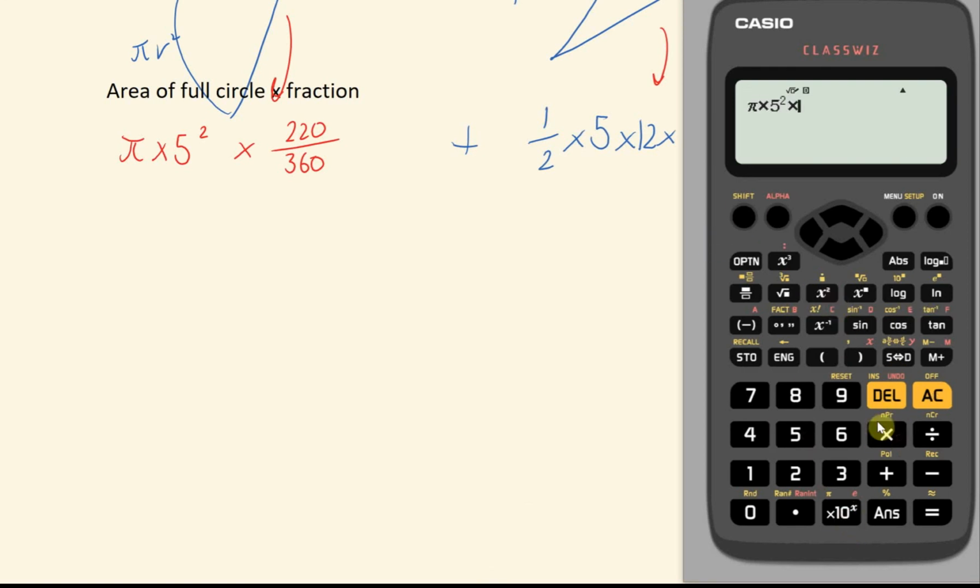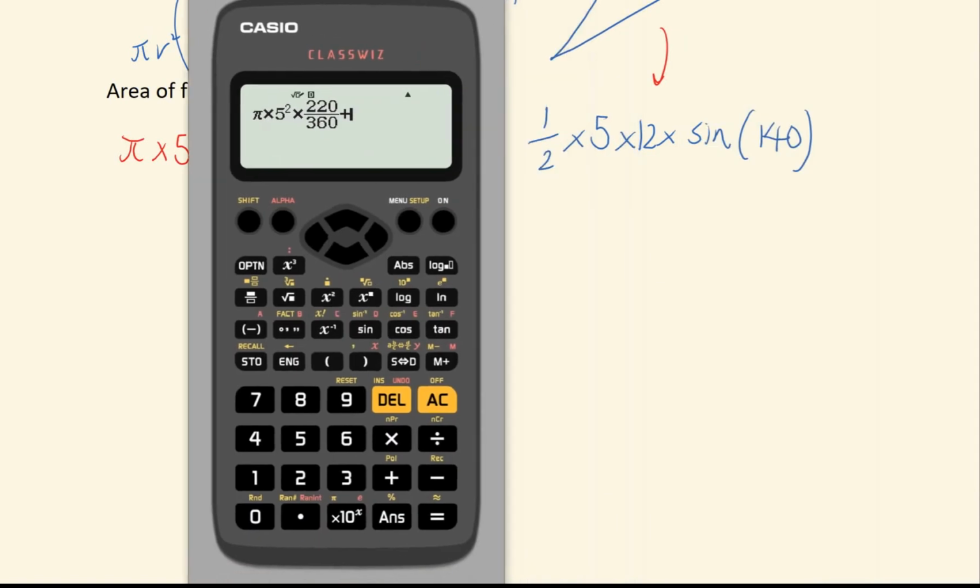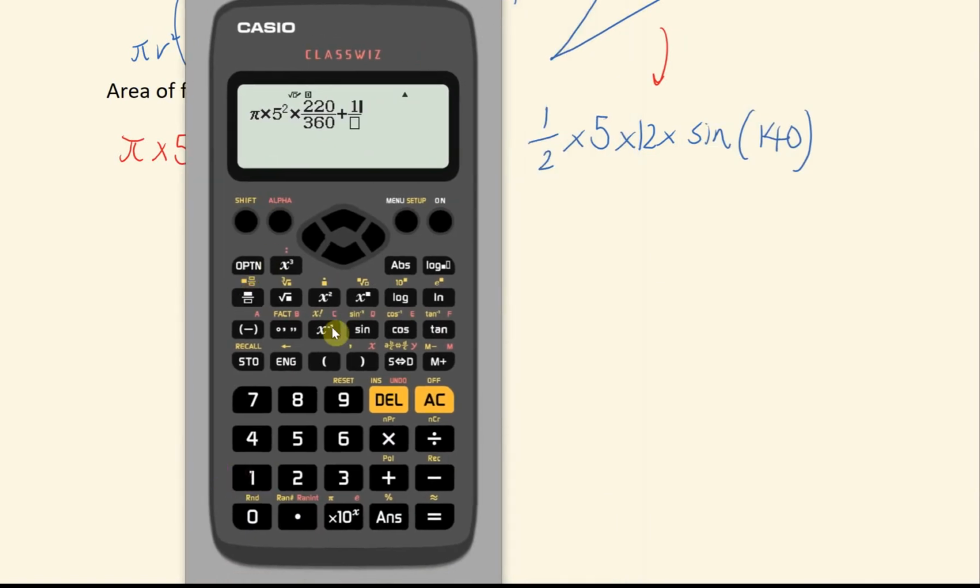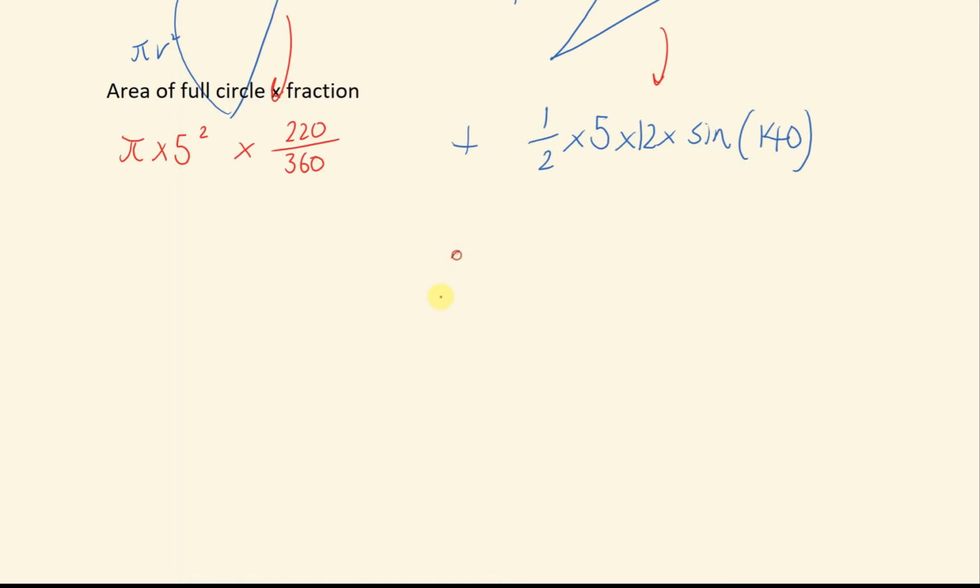So pi times 5 squared times this fraction, and then just add on the stuff for the triangle. And there we go. The area of those two shapes combined to three significant figures is going to be 67.3 centimeters squared.